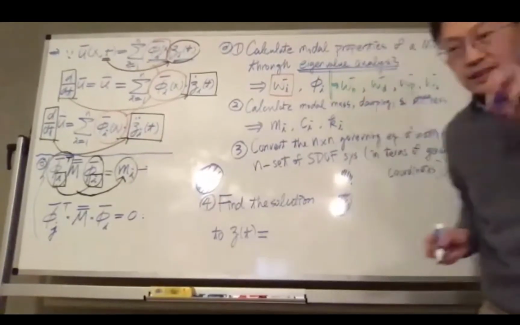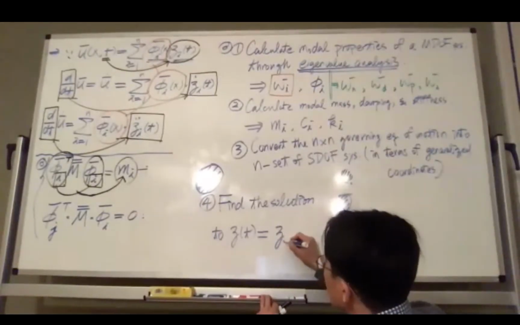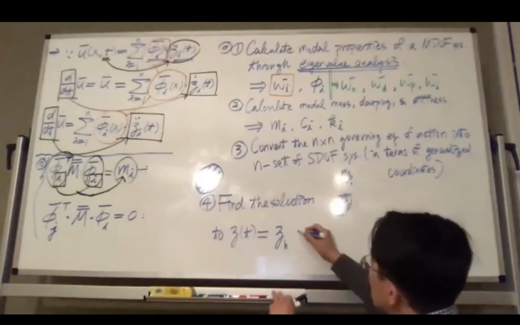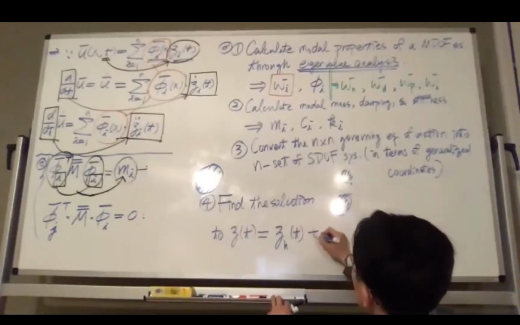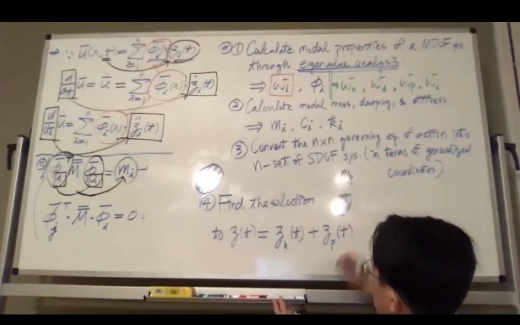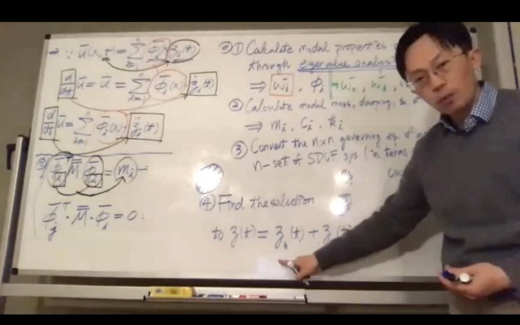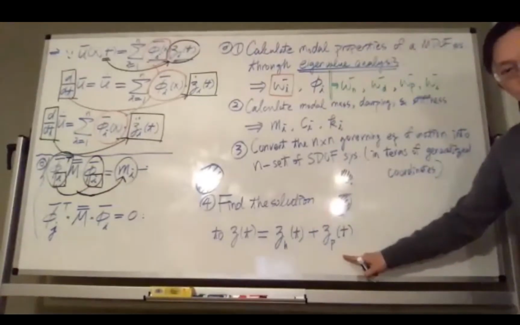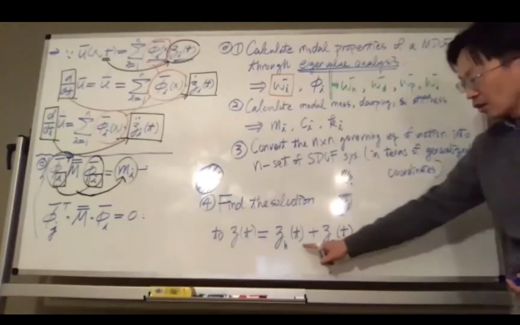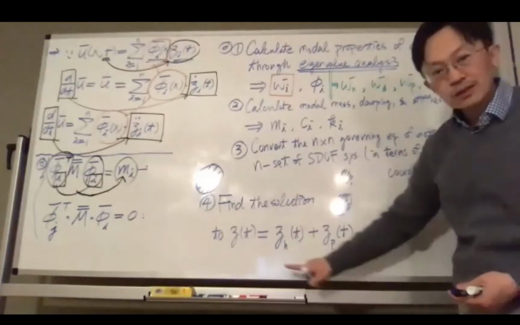So what's this? That means you're going to have, first one is homogeneous, z sub h of t, plus z sub p of t. You also have 2 components. The first one is homogeneous. The other one is particular. And homogeneous is easy. That means the right-hand side of the governing equation is 0.